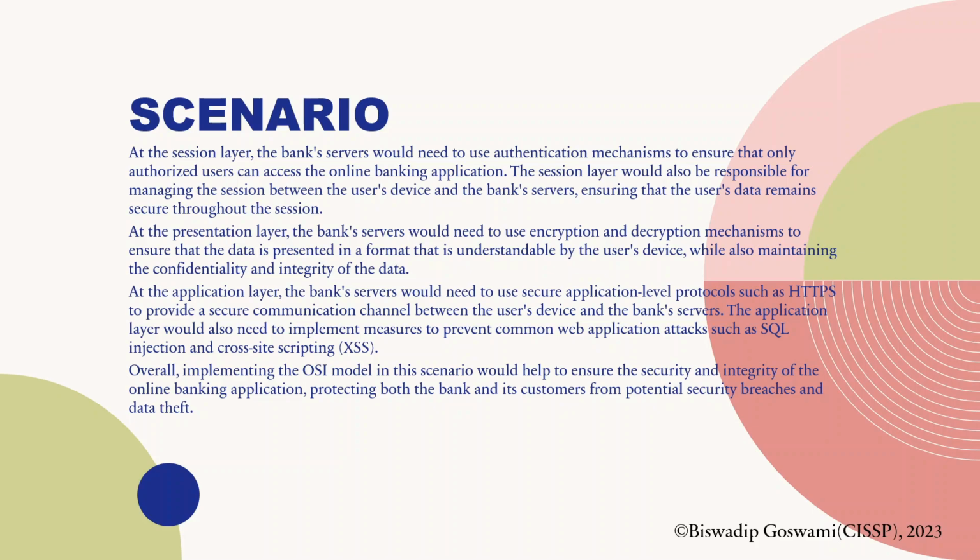At the application layer, the bank server would need to use secure application level protocols such as HTTPS to provide a secure communication channel between the user's device and the bank server. The application layer would also need to implement measures to prevent common web application attacks such as SQL injection and cross site scripting, commonly referred to in short as XSS. Overall, implementing the OSI model in this scenario would help to ensure the security and integrity of the online banking application, protecting both bank and its customers from potential security breaches and data theft.